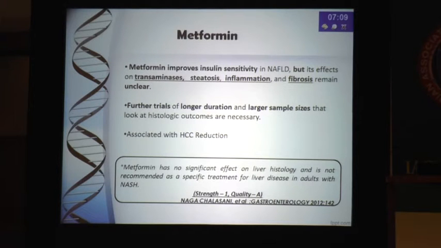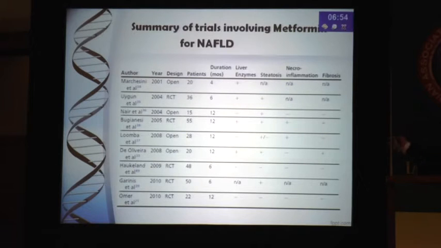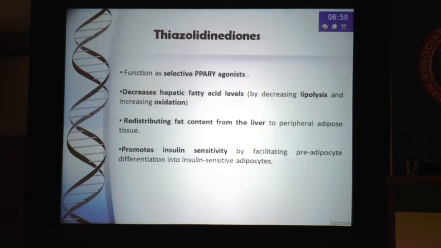But if the patient is diabetic, it must be used, because metformin has been proven in various studies to reduce the risk of hepatocellular carcinoma. Further trials and longer duration studies are needed to look for histological improvement. Various studies have been done, but equivocal results are there. Glitazones, that is pioglitazone, a PPAR agonist, decreases the hepatic fatty acid level.